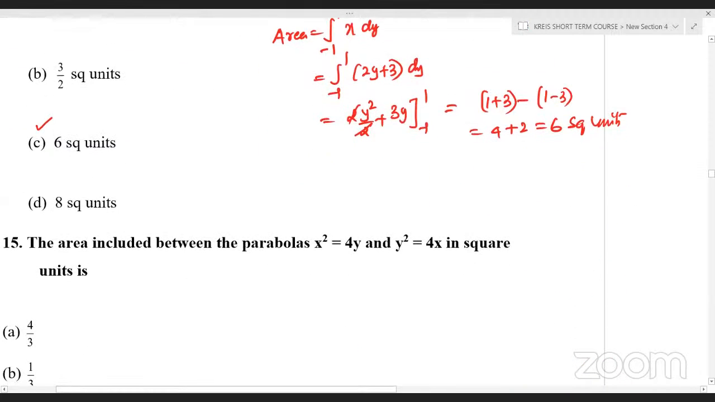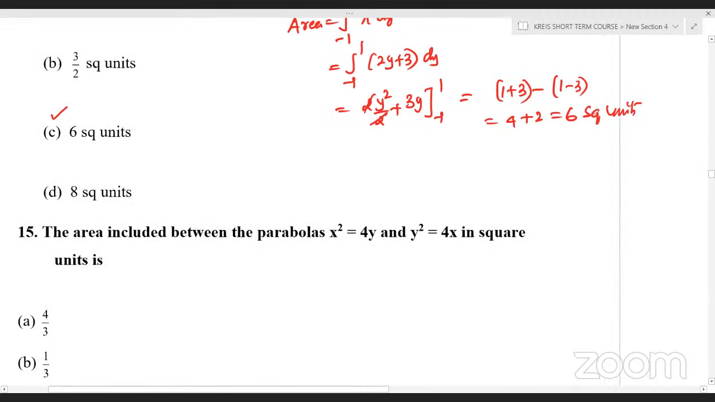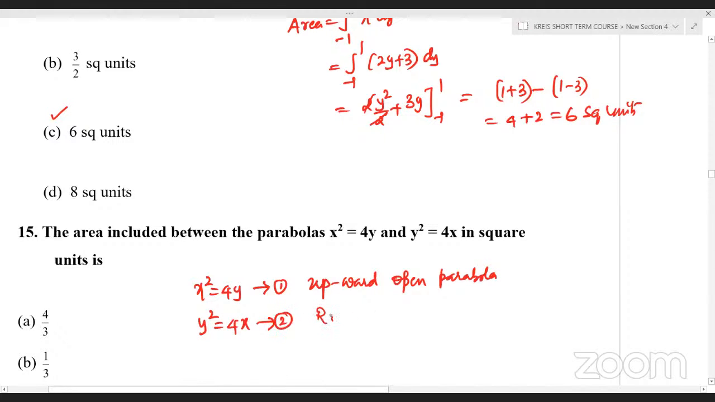Now the 15th question: area included between the parabola x squared is equal to 4y. I'll call it equation 1. It is an upward open parabola. Then y squared is equal to 4x. We will take it as equation 2. This is a right open parabola. So we have an upward open parabola and a right open parabola.